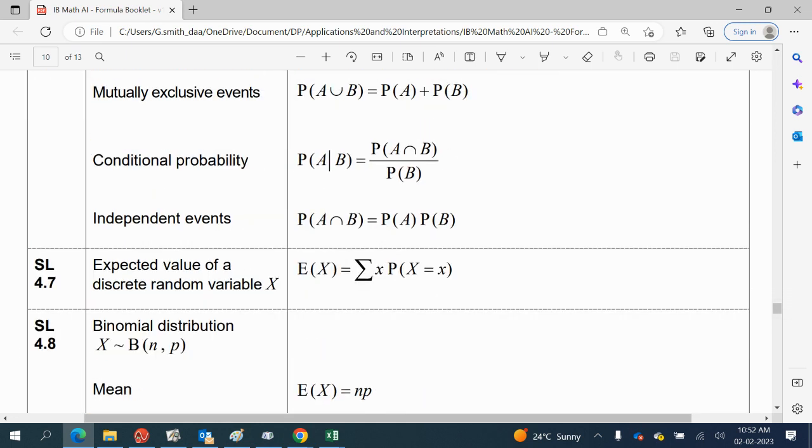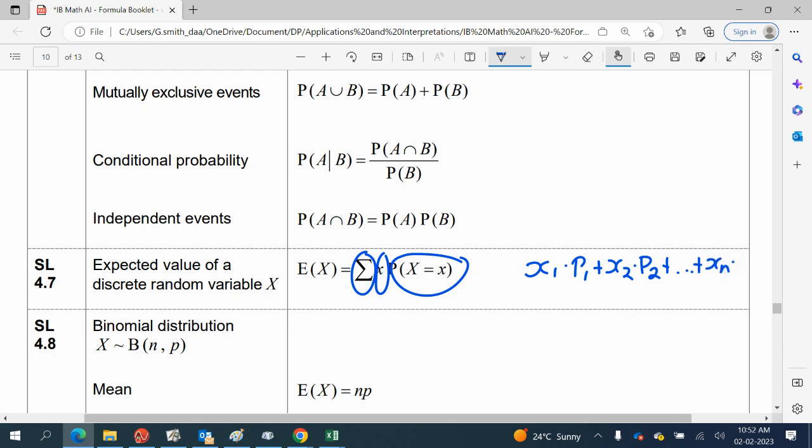So here we go. The expected value. What you've got there is you're adding up the X value times the probability for that X value. So it's X1 times P1 plus X2 times P2 plus ... Xn times Pn. So you have a formula that looks like this, a little bit easier to sort of think of.